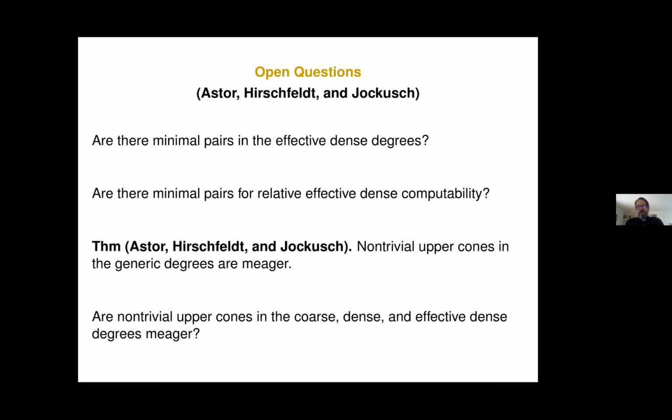Then you have a follow-up question, how generic do you need to be? But we don't even know whether they actually are. I mean, my guess is that they are. I don't know how to show them.